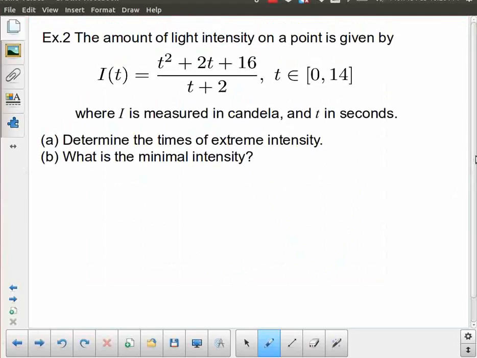Okay, now we've got more of an application type question. We're talking about the amount of light intensity on a point given by this expression. So the question becomes, what is it we need to do in order to answer this question? We've got a rational function here, polynomial over another polynomial. There's the given interval. We've got the units, candela and seconds.